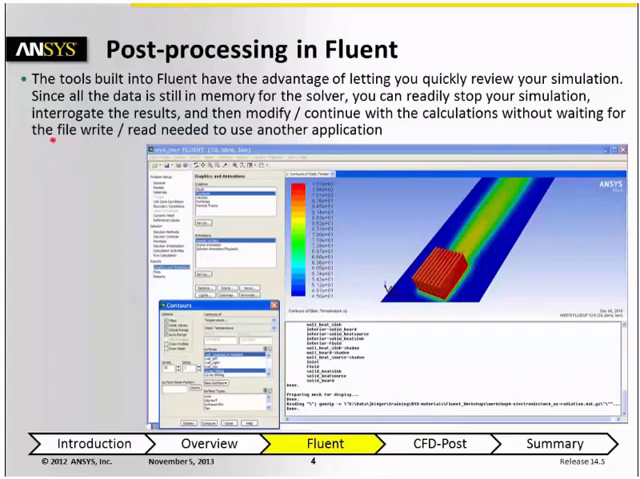of this without having to wait for any file reading and writing operations that would be necessary if you were using a different application. The picture here shows an example of the creation of temperature contours, and you'll be familiar with this if you've done any of the workshops up to this point, and we'll provide more details about the kind of operations you can do in the next slides.